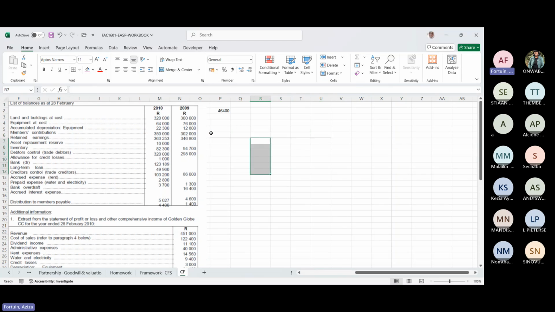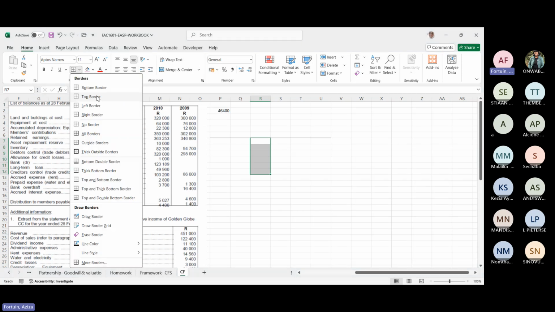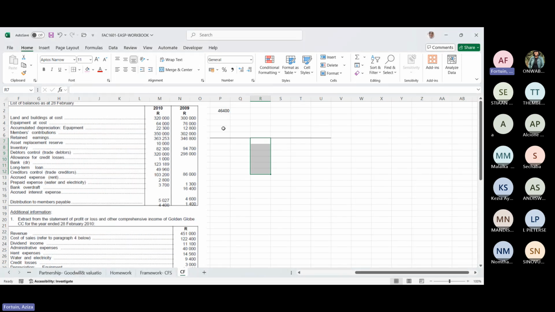Okay. So how does a trade receivables account look? This is the easiest way to do it. You draw up your T account. Okay, so let's look at what they gave us. Revenue. They gave us 451,000. Okay, we're going to put it here.